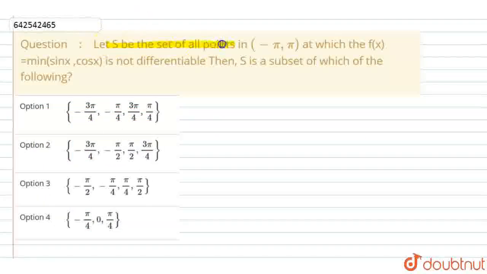Given question is: let S be the set of all points in (-π, π) at which f(x) = min{sin x, cos x} is not differentiable. Then S is a subset of which of the following? In this question, f(x) is equal to the minimum of sin x and cos x, and we have to find where it is not differentiable.